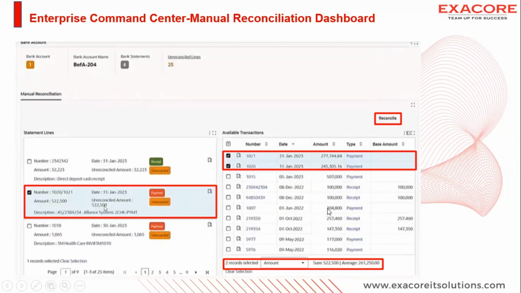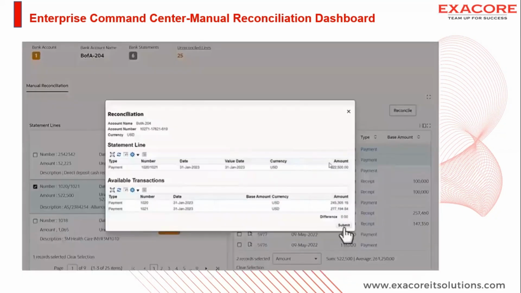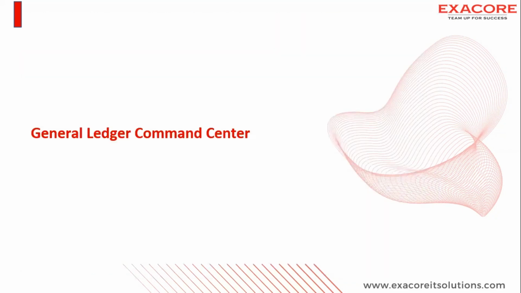Once it is matched, they can simply click on this reconcile button and the nature of this line will be changed to reconciled. So that's all about this small bank reconciliation, manual reconciliation dashboard. Now we will move to the next command center, that is the general ledger command center.